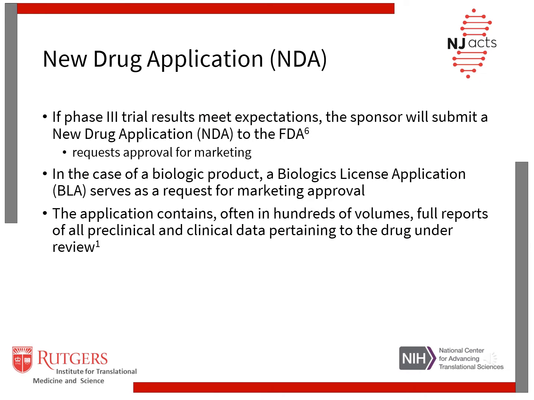If Phase 3 trial results meet expectations, the sponsor will submit a new drug application to the FDA, which serves as a formal request for marketing approval. In the case of a biologic product, a Biologics License Application, or BLA, serves this purpose. The application contains, often in hundreds of volumes, full reports of all preclinical and clinical data pertaining to the drug under review.